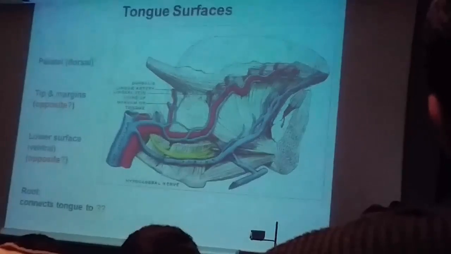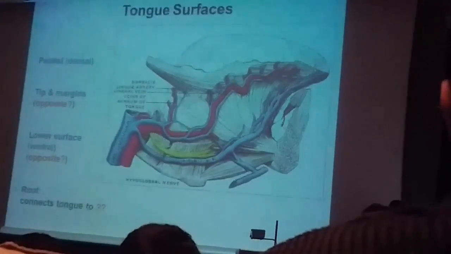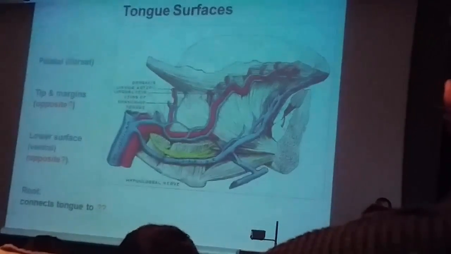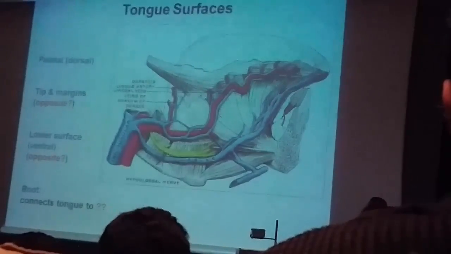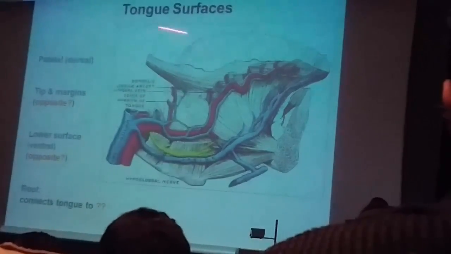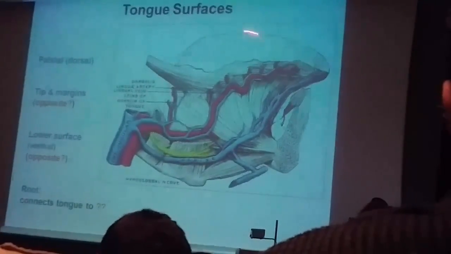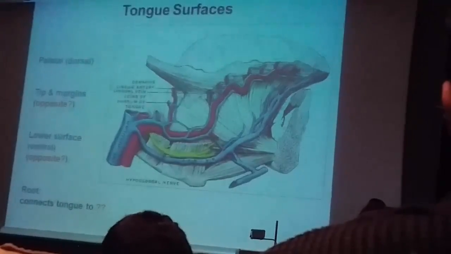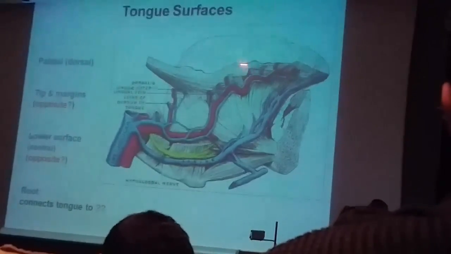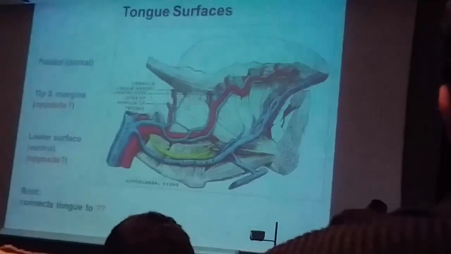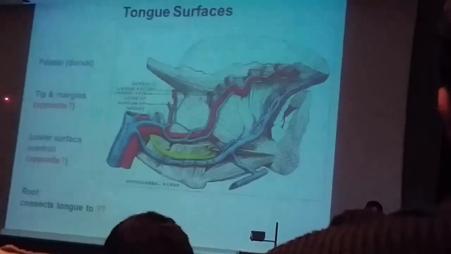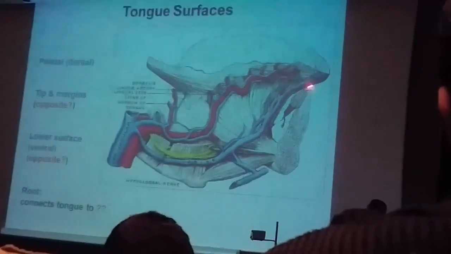The tongue is divided into several surfaces in anatomy. The most important of them is the dorsal surface, or the palatal surface, the upper one. The upper surface, opposite to the palate, we usually call the dorsum of the tongue. There is the tip and margins of the tongue, as you see them here. That's usually located opposite to what? To the teeth.